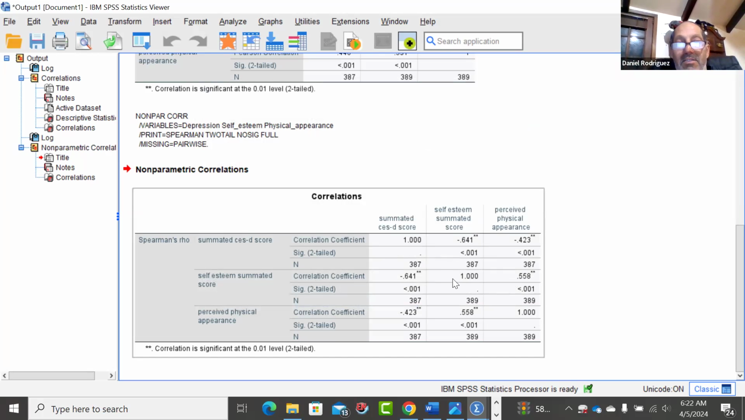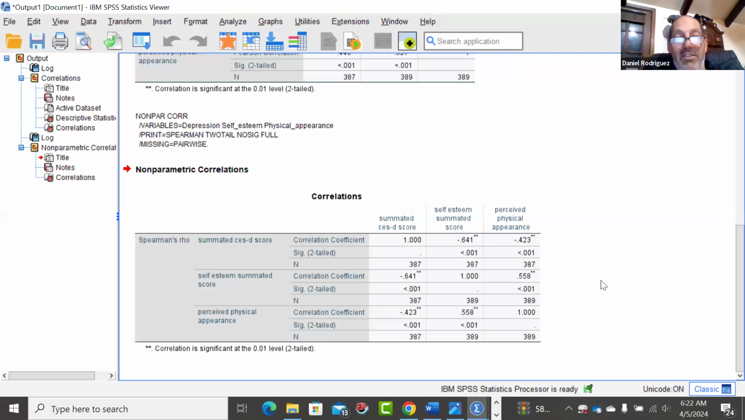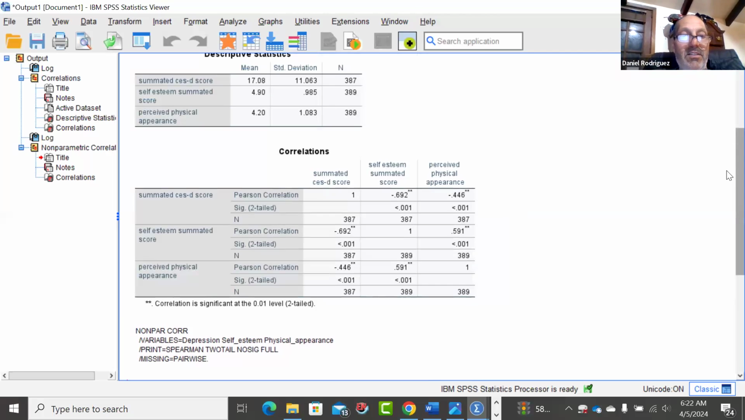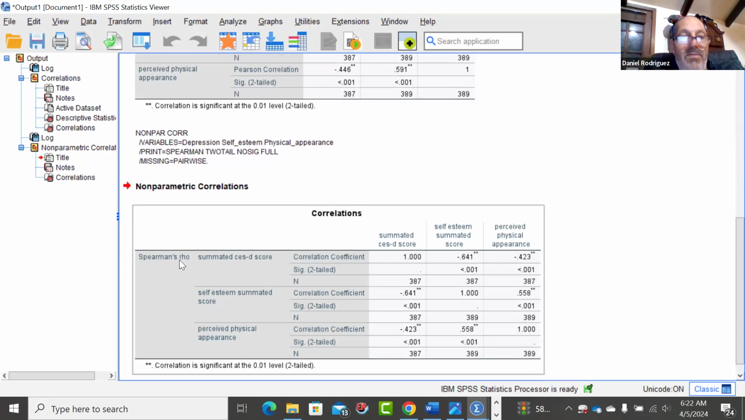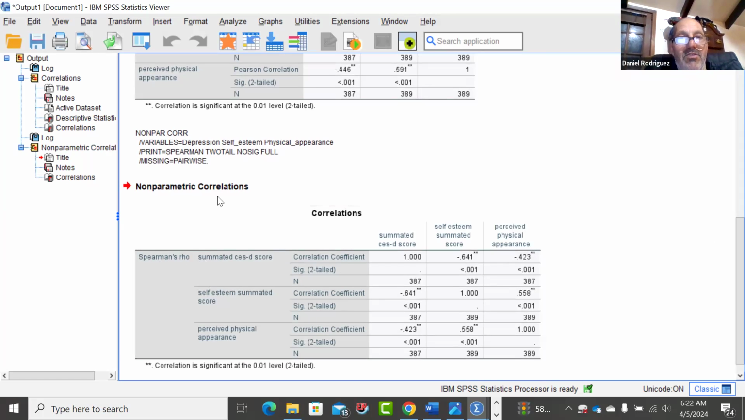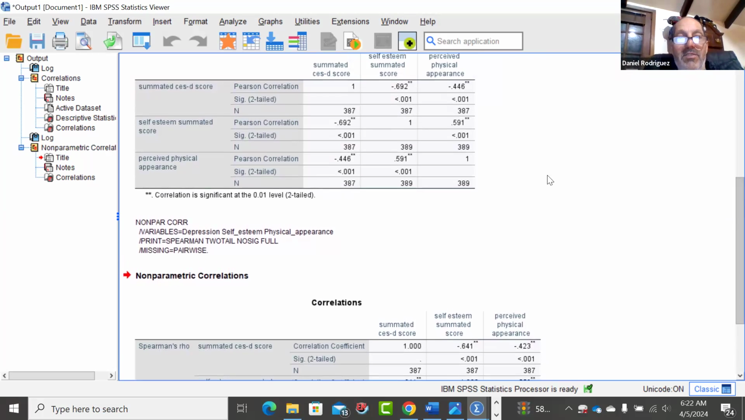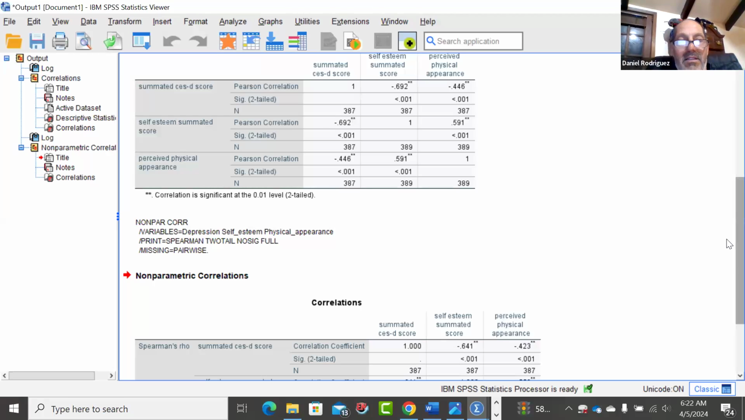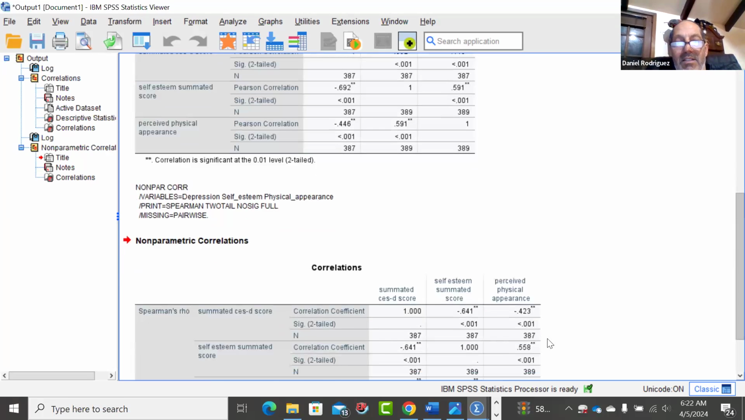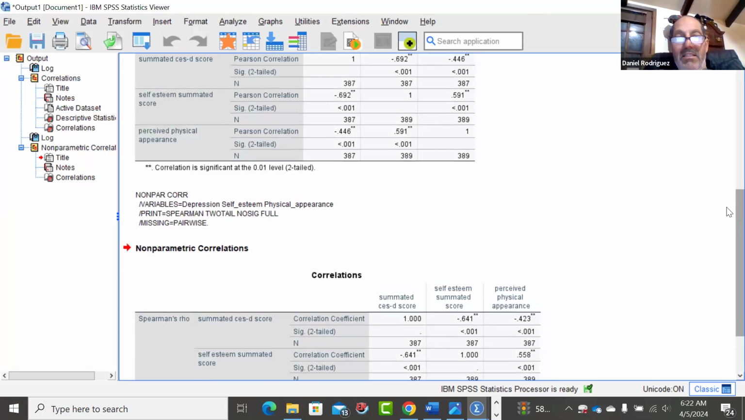So this is your prototypical correlation matrix, and you'll notice that you have two different ones. You have the Pearson. This may or may not say Pearson. It just says correlations, right? I'll just say Pearson. And then here it says nonparametric correlation, Spearman's rho. Nonparametric means we don't assume a distribution, right? That's all it means. So let's see, what did it change much? It went from negative 0.692 for self-esteem and depression to minus 0.641. So there's some change, but not massive.